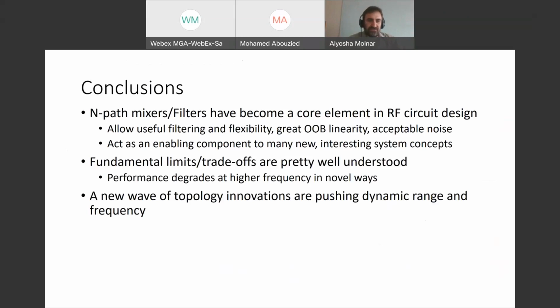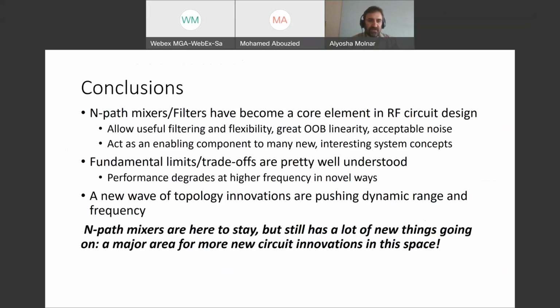But we are seeing a new wave of topology innovations coming through that are pushing both the dynamic range and the frequency, so it's still a moving target. And so overall, I'd say that N-path mixers are here to stay, but this space still has a lot of new things going on, and it's a major area for new circuit innovations in this space.